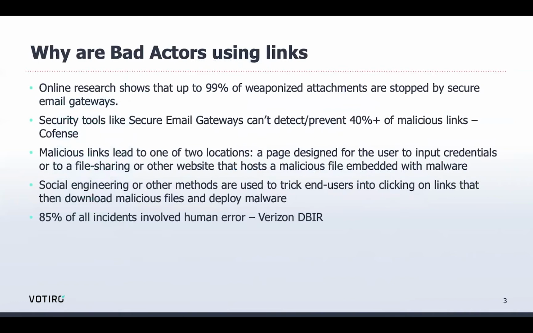Why are bad actors using links? Online research shows that 99% of weaponized attachments are stopped by secure email gateways. Security tools like secure email gateways can't detect or prevent 40% of malicious links. So it would make sense that the bad actors would move away from weaponized attachments and move over to weaponized malicious links. Malicious links lead to one of two locations: either a credential phish or a file sharing website that hosts a malicious file. Social engineering and other methods are used to trick the end user into clicking on links that then download the malicious file. And 85% of all incidents involve human error, according to the Verizon data breach report.